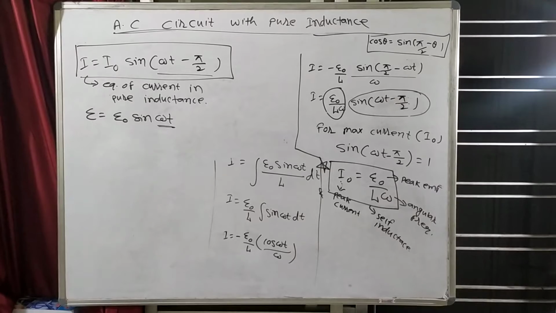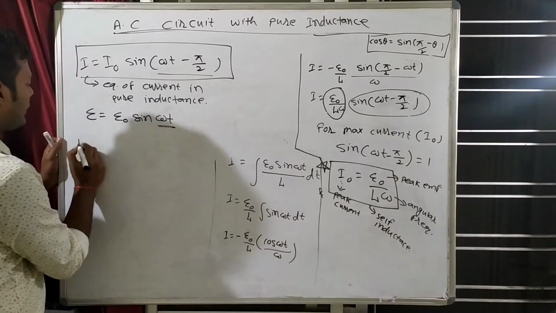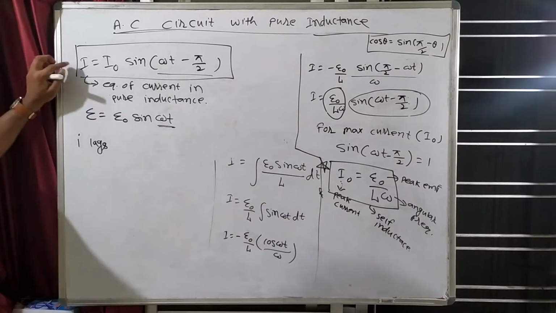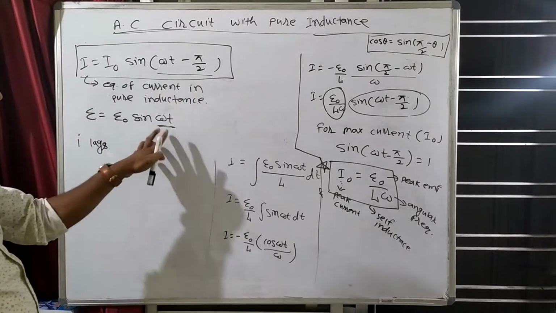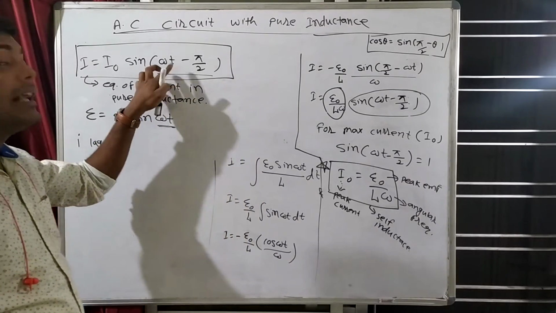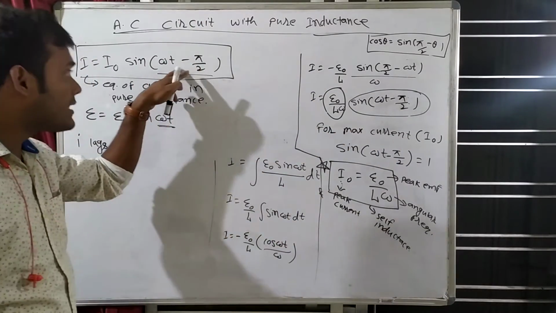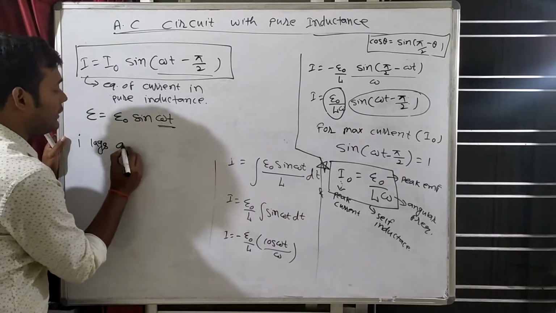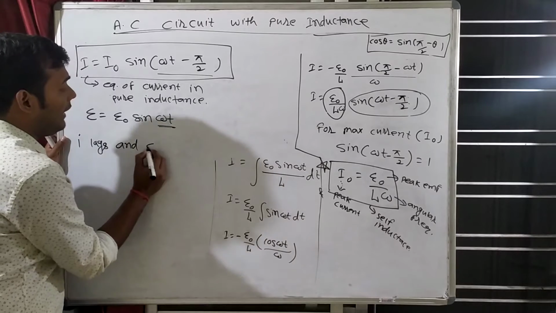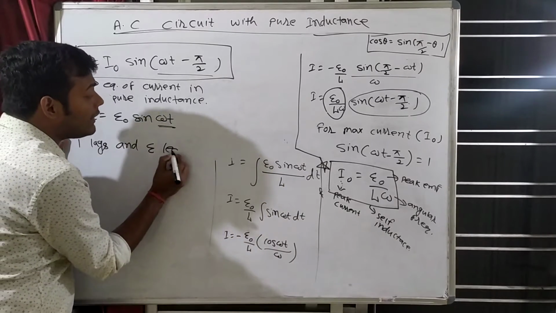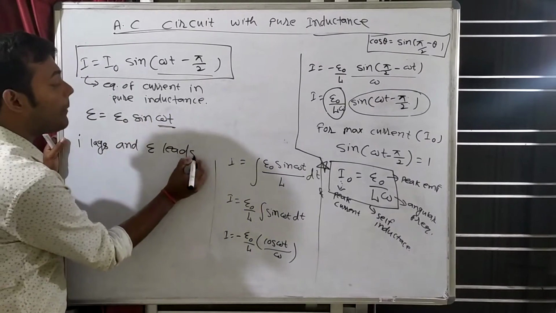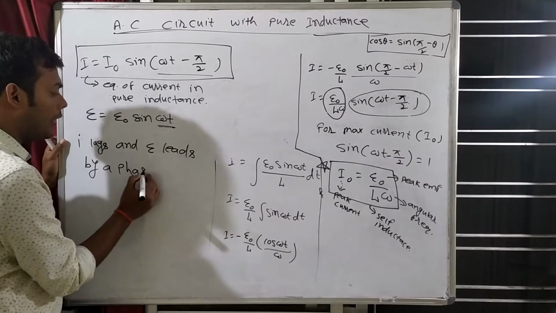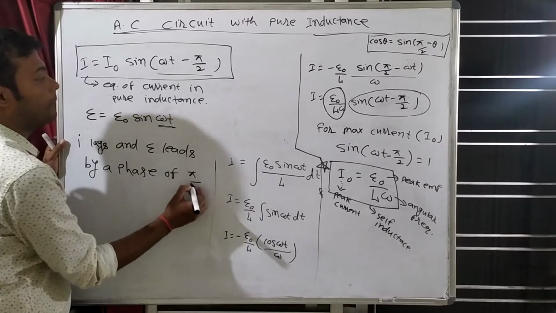Clear? So current lags. Why does current lag? Because this phase is omega t and this phase is omega t minus something, so it is less. Current lags, lags meaning falling behind. And EMF leads. EMF leads by a phase of pi by 2.